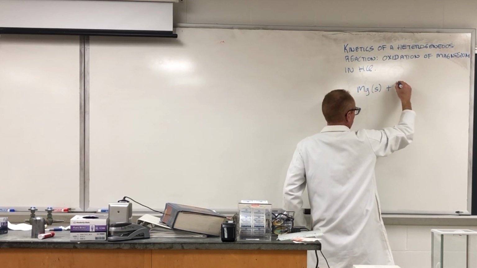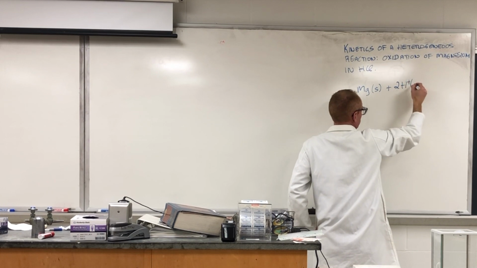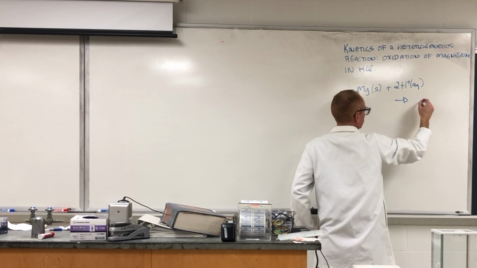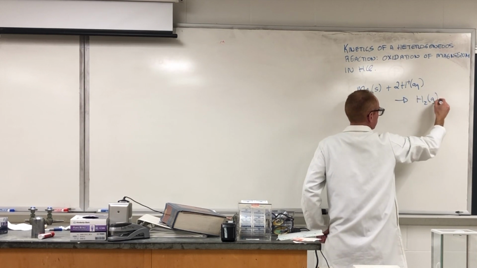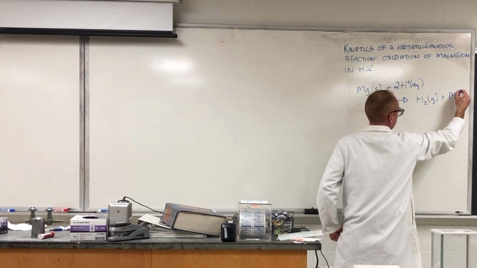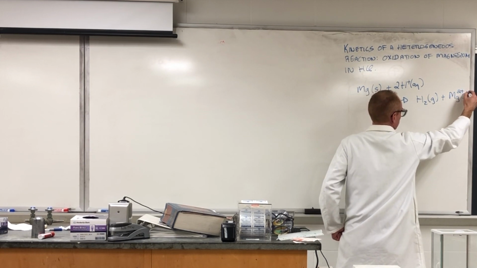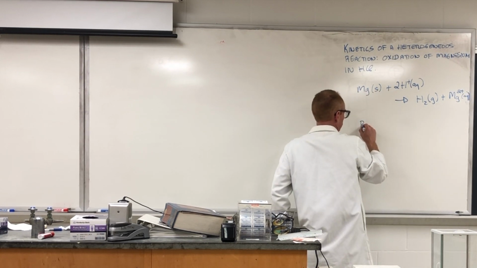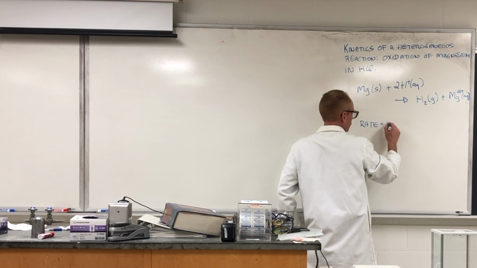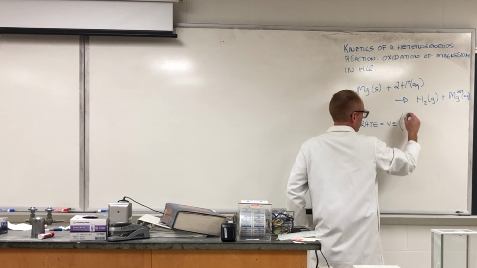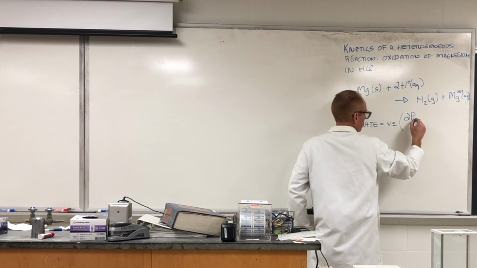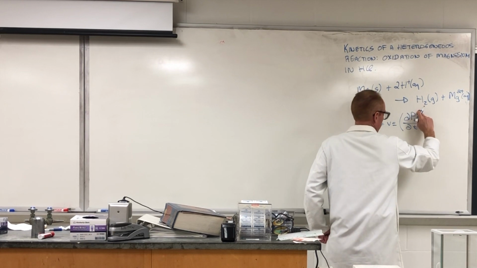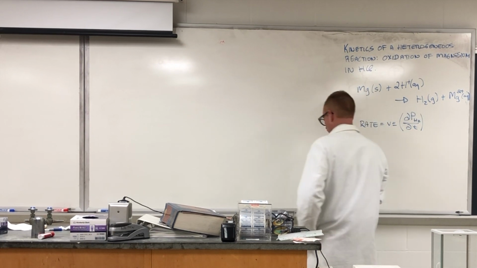Magnesium donates two of its electrons to two protons in solution, thereby generating hydrogen gas and magnesium ions. So we define the rate and give it the symbol, following the book, V, and this is defined as the partial pressure of hydrogen with respect to time, and actually it's a total differential.